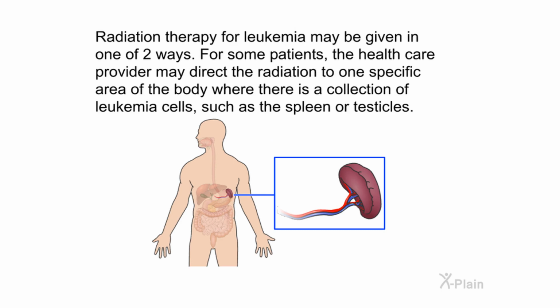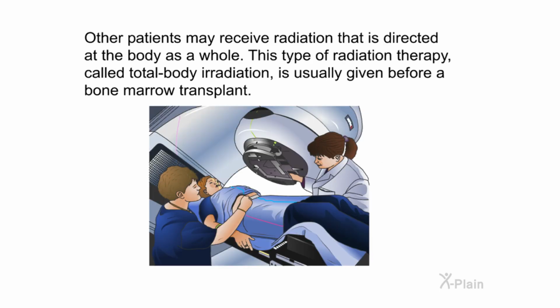Radiation therapy for leukemia may be given in one of two ways. For some patients, the healthcare provider may direct the radiation to one specific area of the body where there is a collection of leukemia cells, such as the spleen or testicles. Other patients may receive radiation that is directed at the body as a whole. This type of radiation therapy, called total body irradiation, is usually given before a bone marrow transplant.